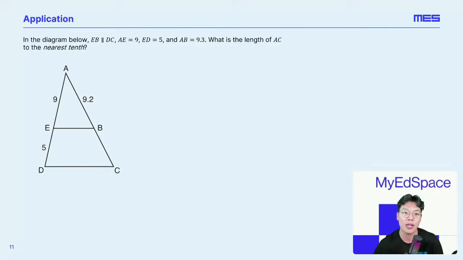Let's check this one out. In the diagram below, EB is parallel to DC. AE is equal to 9, ED is equal to 5, AB is equal to 9.2. Let's change this to a 2. 9.2. What is the length of AC to the nearest tenth? So we're looking for this, and let's call that X.